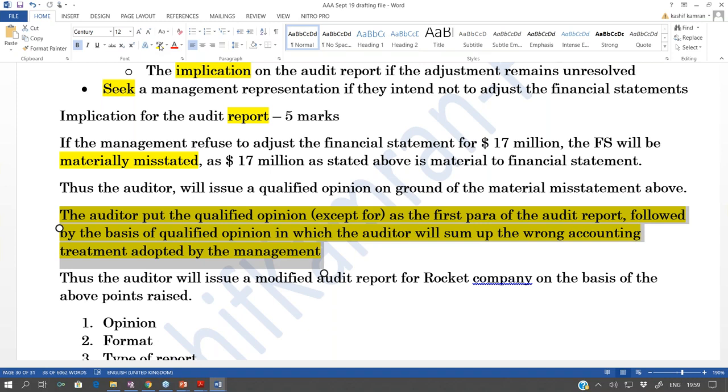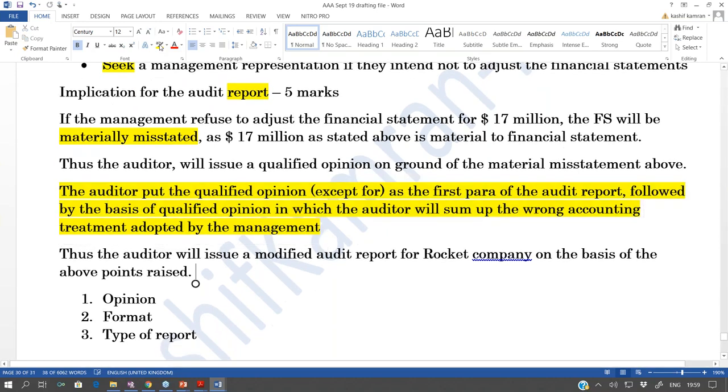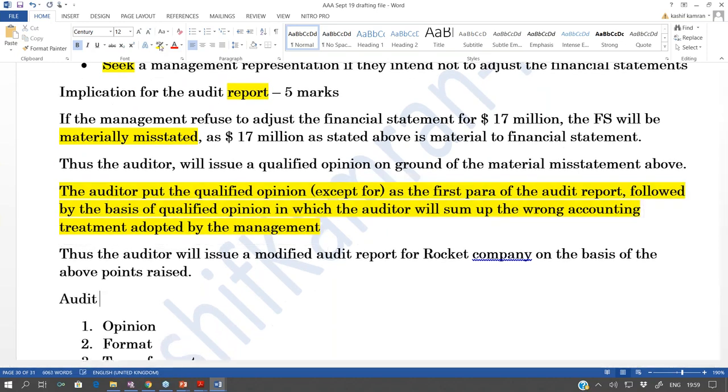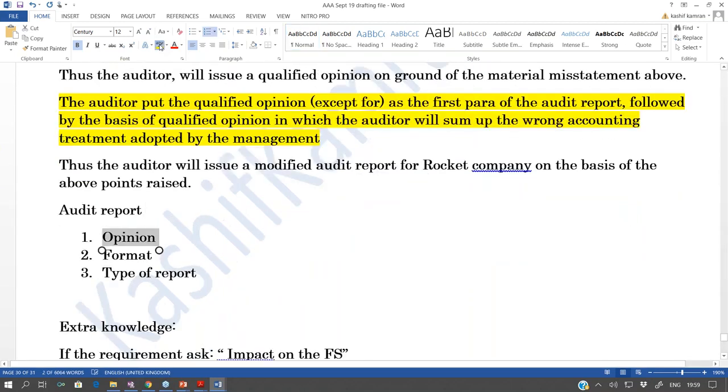But please understand one thing. Do you all believe that the word audit report includes opinion? Number one, audit report includes the format, and audit report includes the type of report. So whenever the examiner asks you impact on audit report, will you see the number of marks to judge?